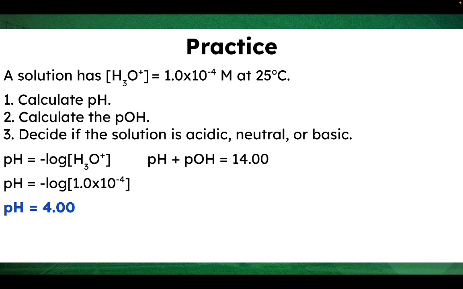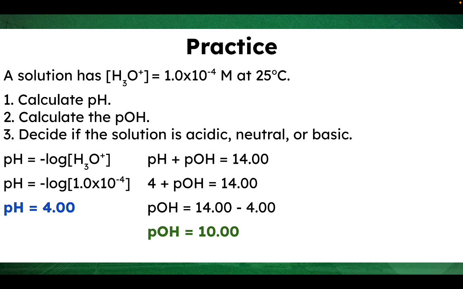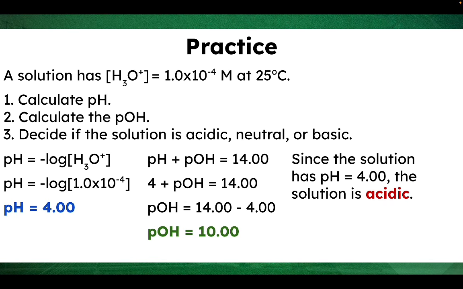Now remember, at 25 degrees Celsius, pH plus pOH is equal to 14. So plug in the pH that we solved. 4 plus pOH is equal to 14. pOH is equal to 14 minus 4. pOH is equal to 10. Now decide if the solution is acidic. Since pH is 4, it is less than 7, the solution is acidic.